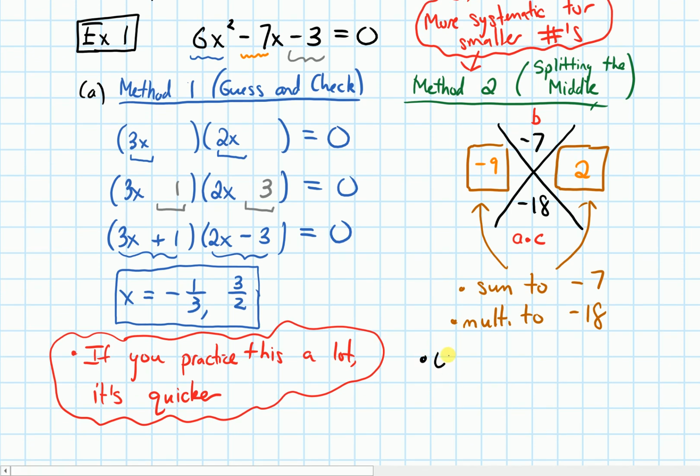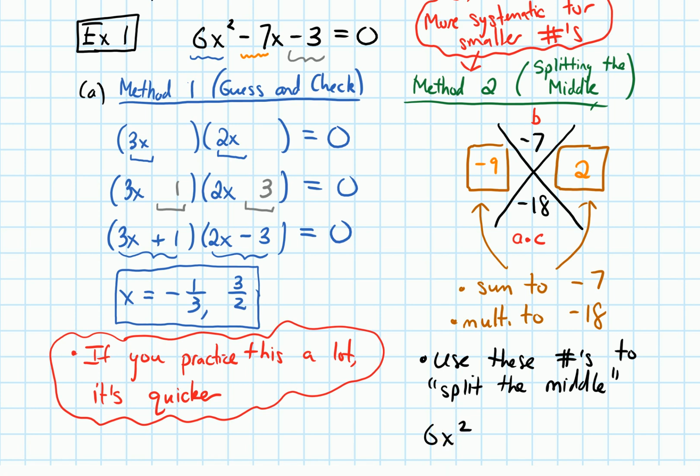So now we use these numbers to split the middle. Okay, so writing down our quadratic, we got 6x squared. And now the -7x is the same thing as -9x plus 2x. And notice I've taken these numbers that I filled out in these boxes, the -9 and the 2. All right, and the last term is still -3.